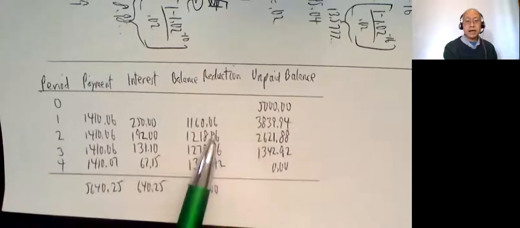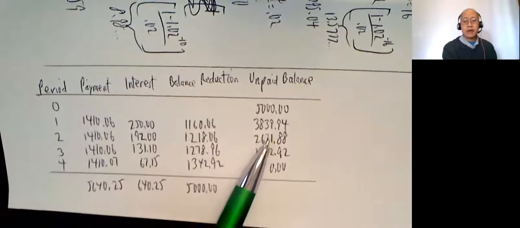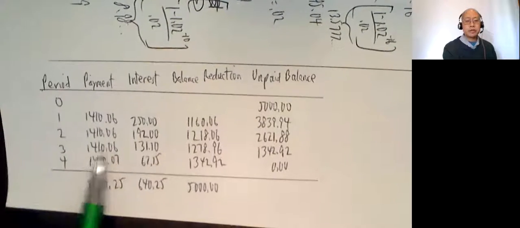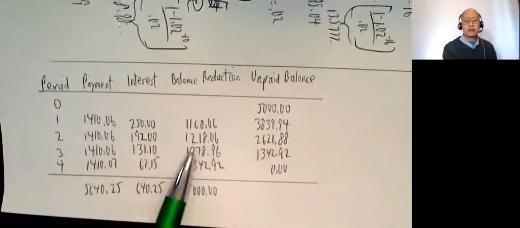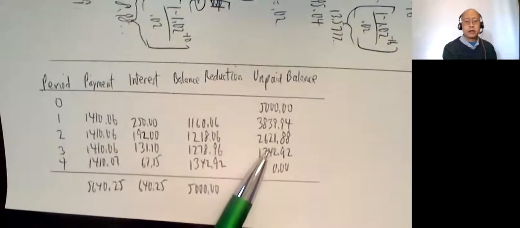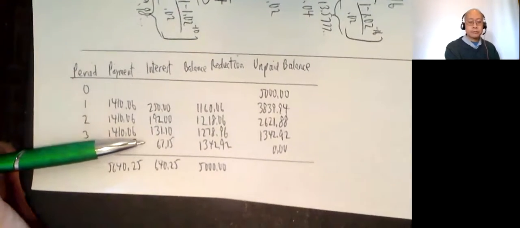Subtract that minus that, 2,621.88. Keep going. 5% of that is 131.10. Subtract 1,410.06 minus 131.10, 1,278.96. Subtract, 1,342.92. And now I've reached the last row.